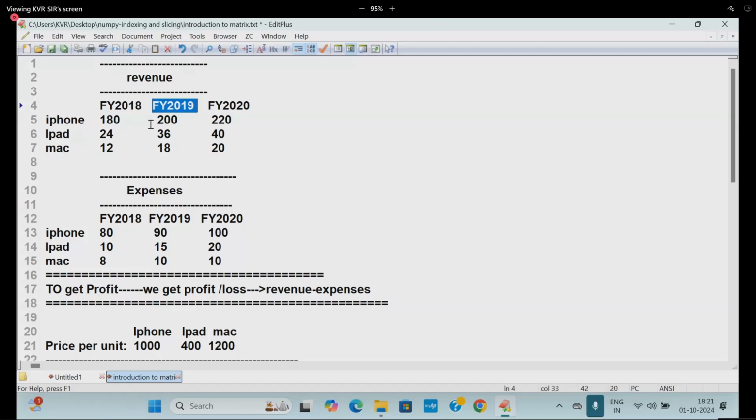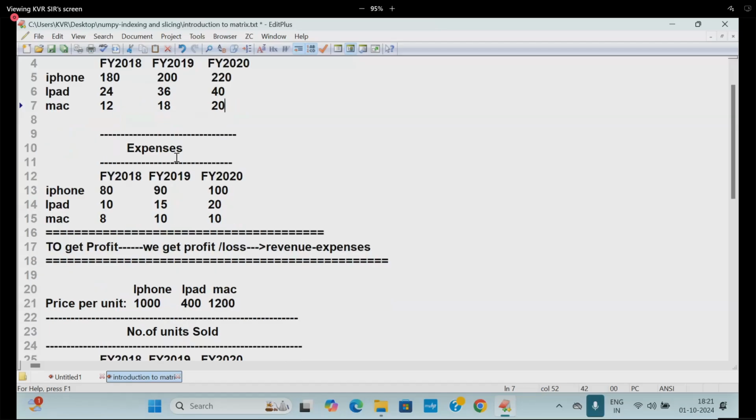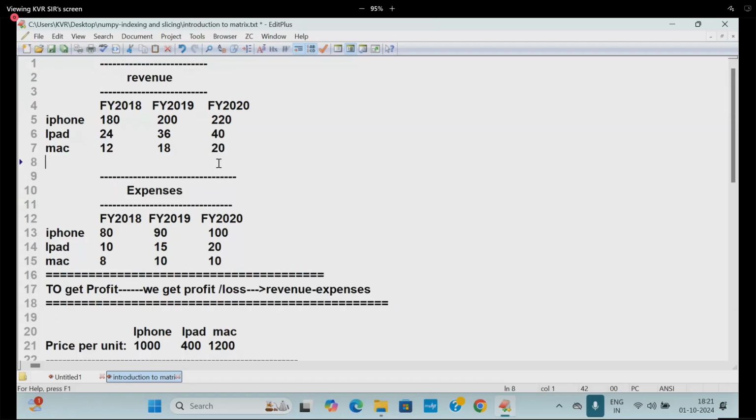These are all year-wise revenue, what they received, mentioned in the form of a matrix. Well, the expenses which they are giving in financial year 2018 on iPhone, they spent about 80. If you take 180 rupees, they are spending 80 rupees.